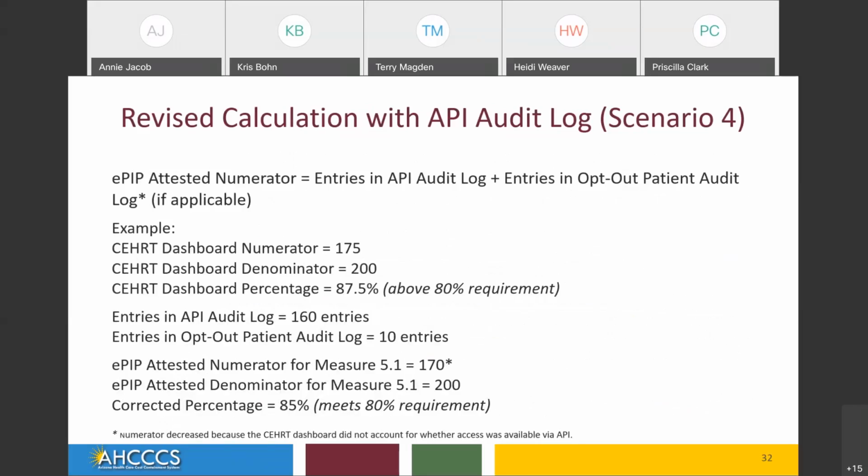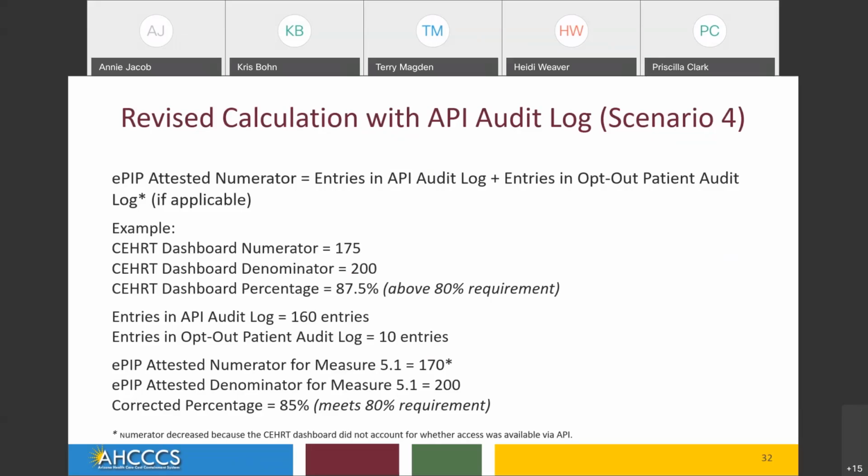Okay, so let's walk through a calculation scenario for scenario 4 regarding the API audit log. You can see the formula at the very top. And then the example is that the EP Cert dashboard numerator showed 175, the denominator showed 200. The resulting percentage is 87.5%, which is above the 80% requirement. An EP looking at their percentage-based dashboard may automatically think that they meet the requirements for Measure 1. However, keep in mind that for Scenario 4, the dashboard is not tracking the patients who had access to API. Therefore, those numbers are not accurate to help the EP meet the requirements.